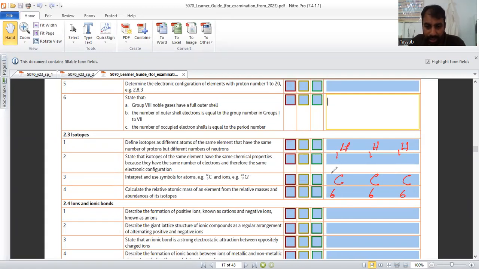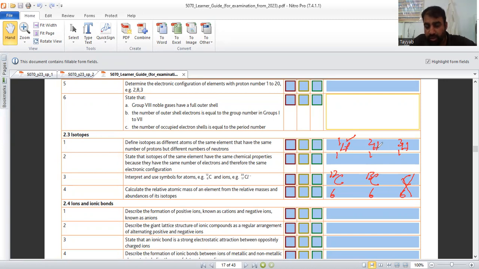Carbon can have isotopes 12 and 13. So what do we mean by isotopes? From this we can conclude isotopes are atoms of an element which have the same proton number but different nucleon number or mass number. Nucleon number can be the same as the proton number. This means there is no neutron. If proton number and nucleon number are the same, there is no neutron.